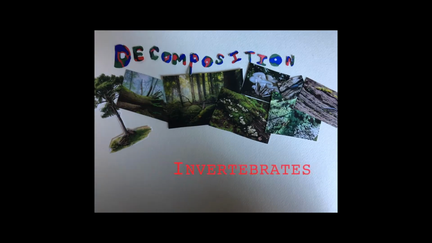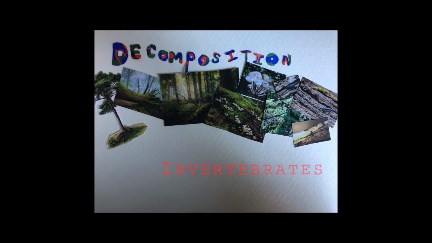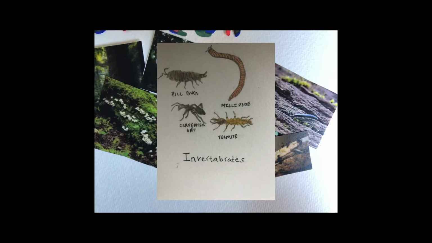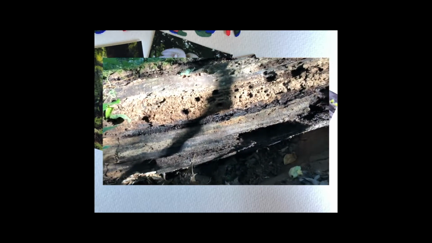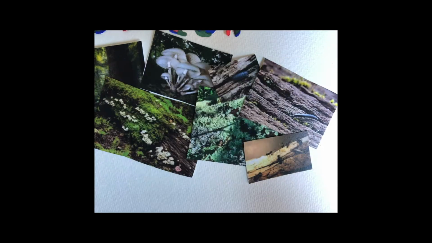So this loosening of the wood allows access to invertebrates like millipedes, termites, pillbugs, and carpenter ants who feed on and burrow into the wood, which further breaks it down, while also simultaneously creating more cracks and holes for other insects to burrow into.